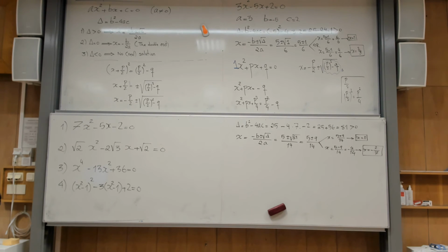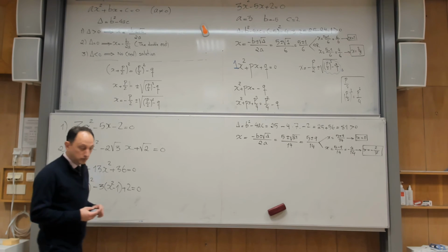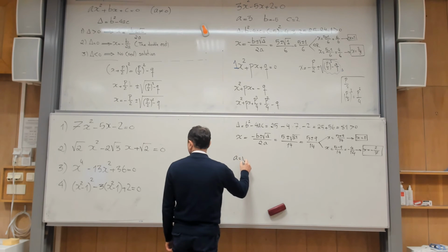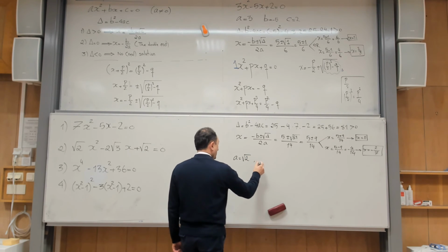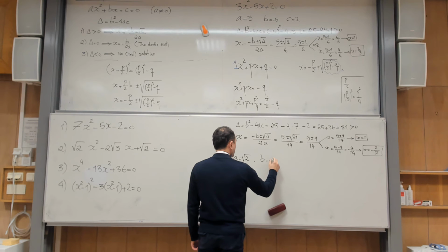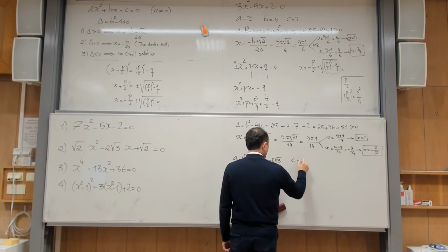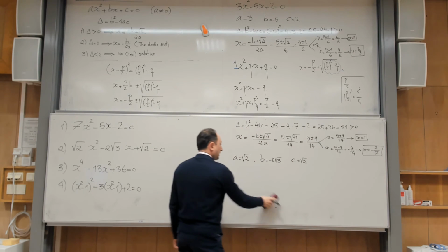For the next one, you shouldn't get confused. So you should do these things patiently if you don't know what to do. So what I write, a is square root of 2. Let me just be patient and write everything. B is minus 2 square root of 3. And c is again square root of 2. Okay, so these are the things.